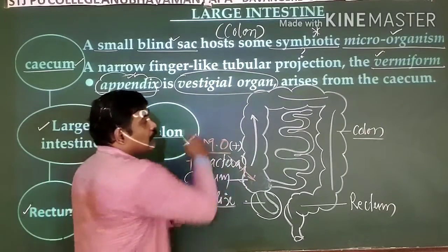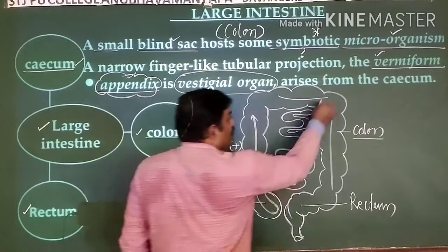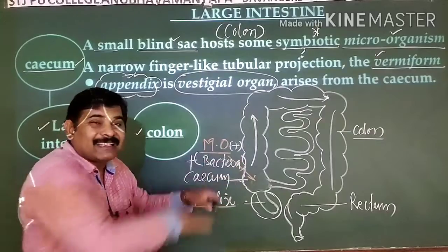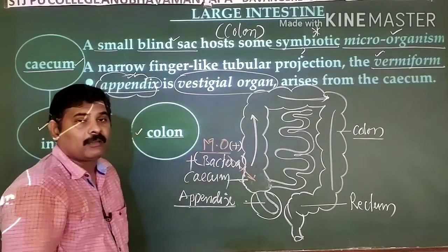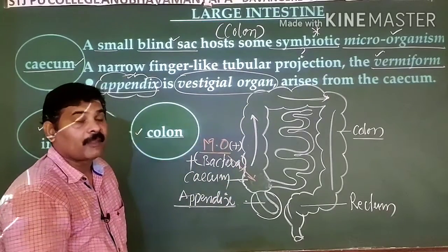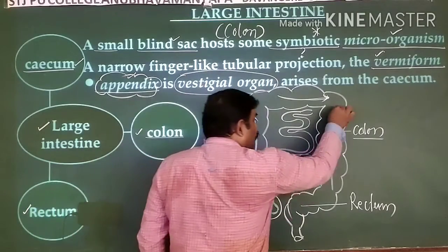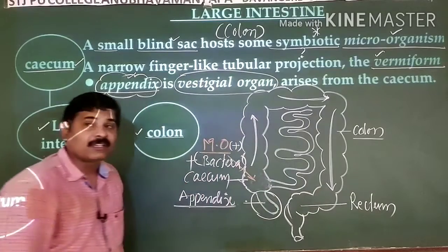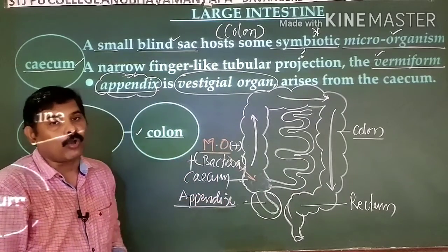There you can see the colon is present horizontally. So this is what we call the transverse colon, since it is present horizontally. Whereas the next portion of this colon moves towards the downward direction, hence it is known as the descending colon.